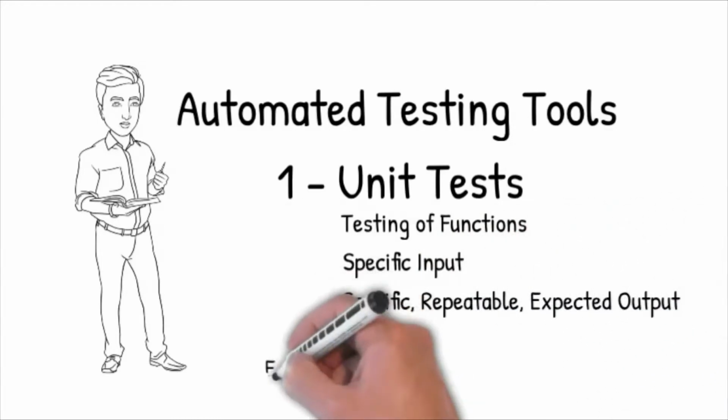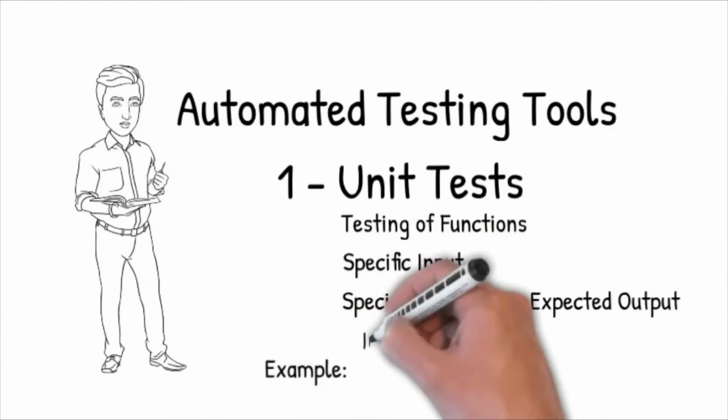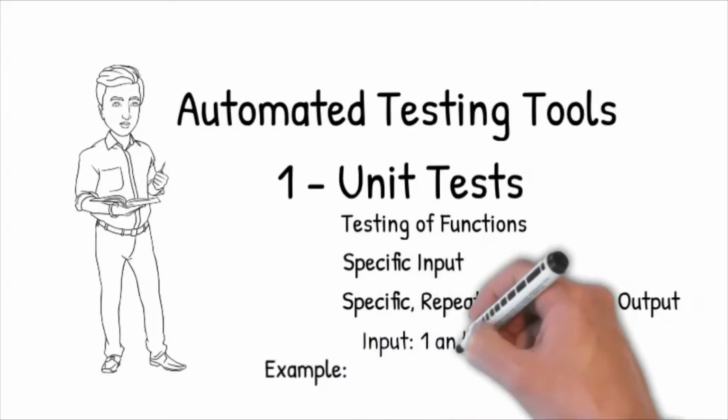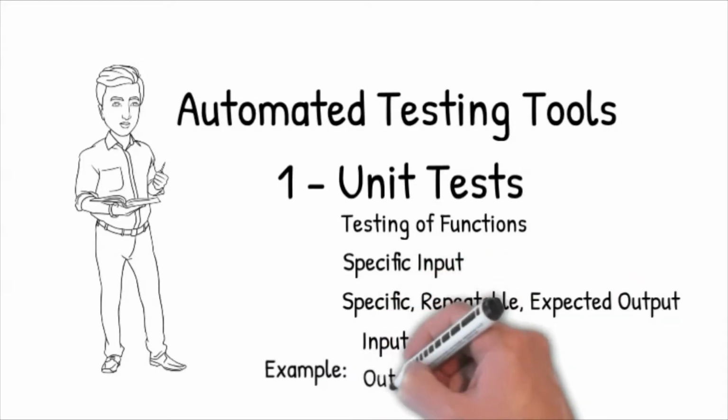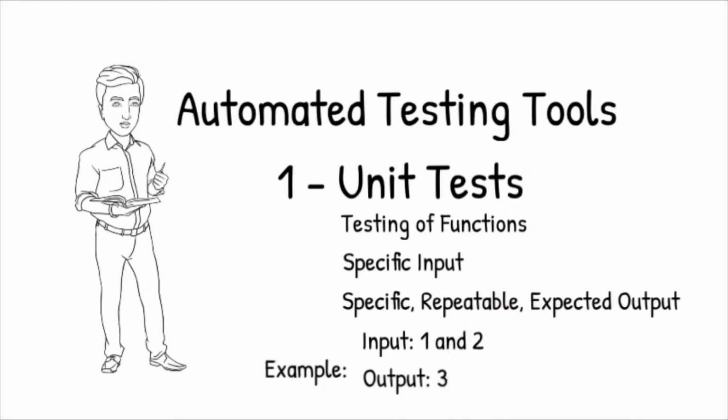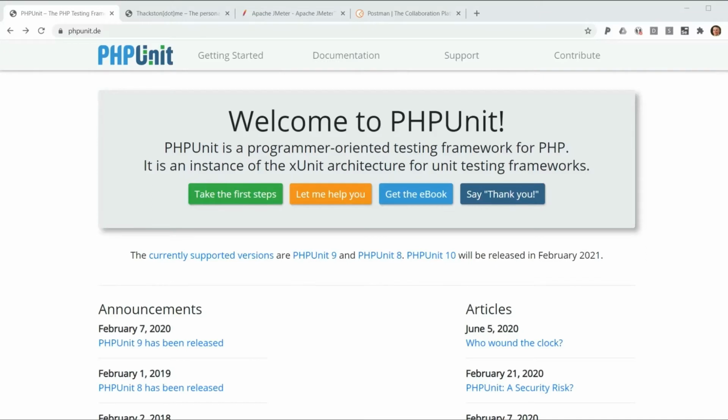For example, if you have a function that adds two numbers, every time you provide it the input of 1 and 2, you should get back a 3. You can create functions when you find yourself writing the same code over and over again, or when you find yourself copying, pasting your code. Now, an example of a tool for doing unit tests in a web application is PHP Unit.